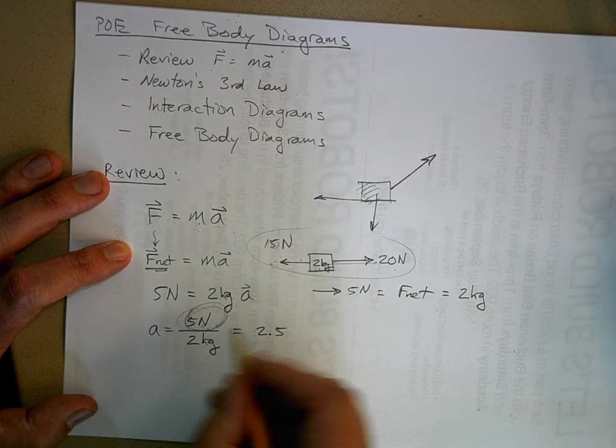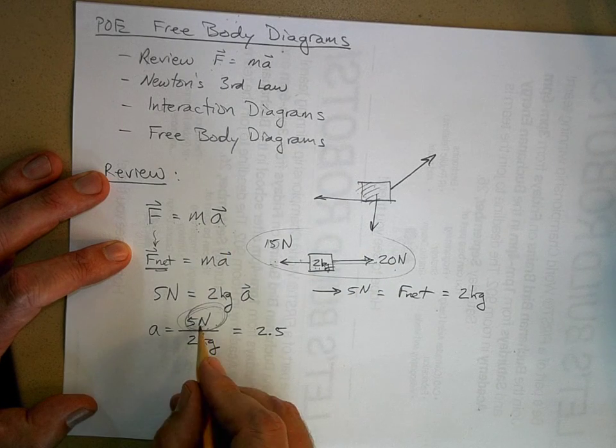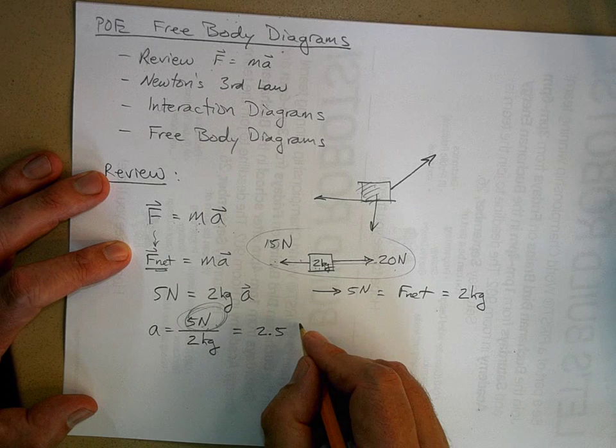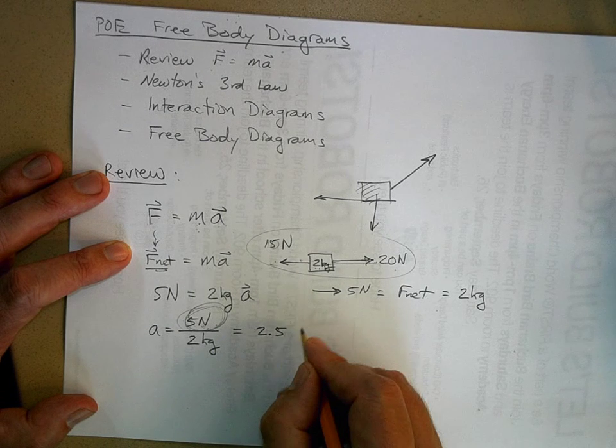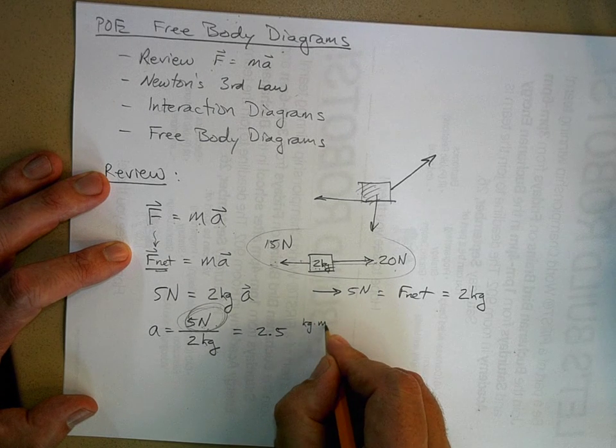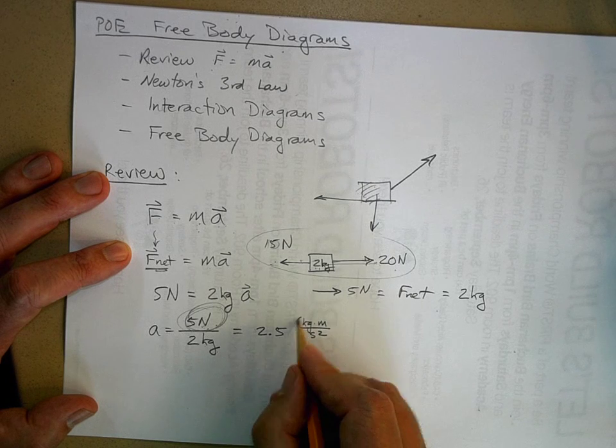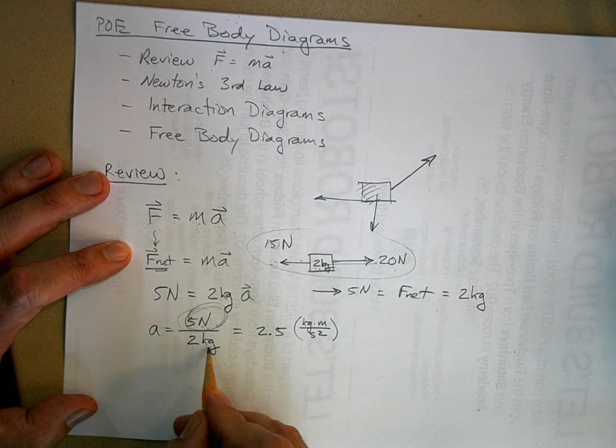So this is, instead of 2.5 newtons per kilogram, I can say 2.5 kilogram meters per second squared. That's what a newton is, divided by kilograms.